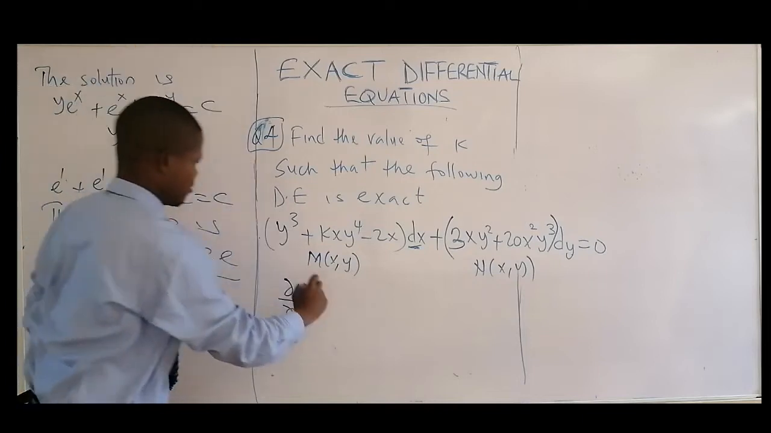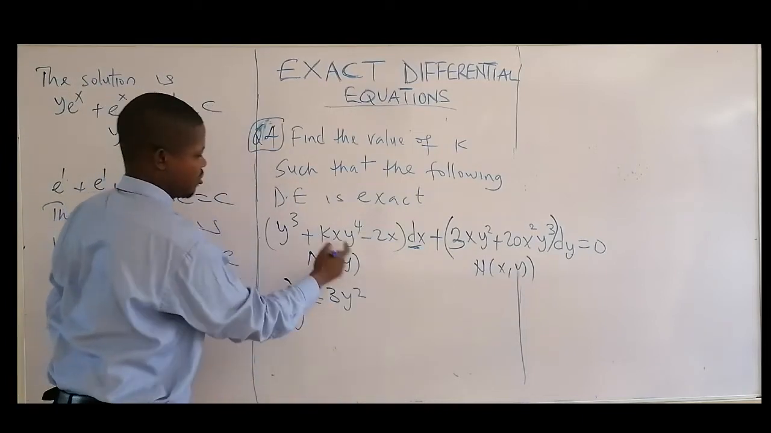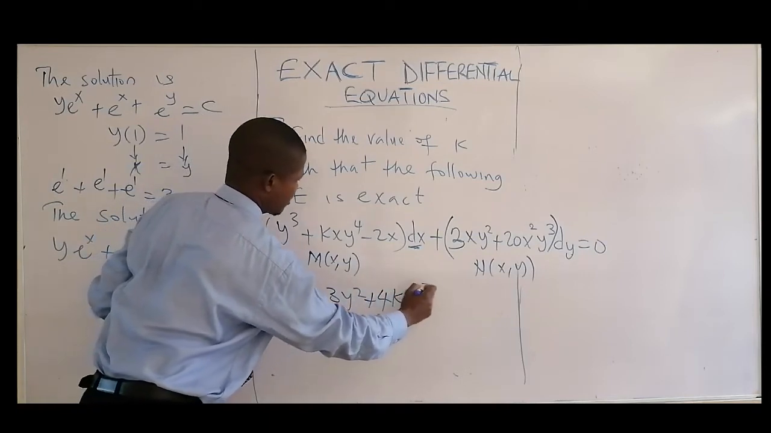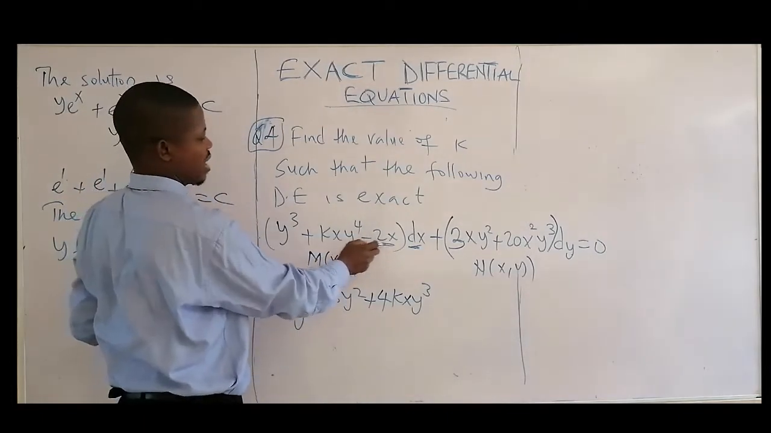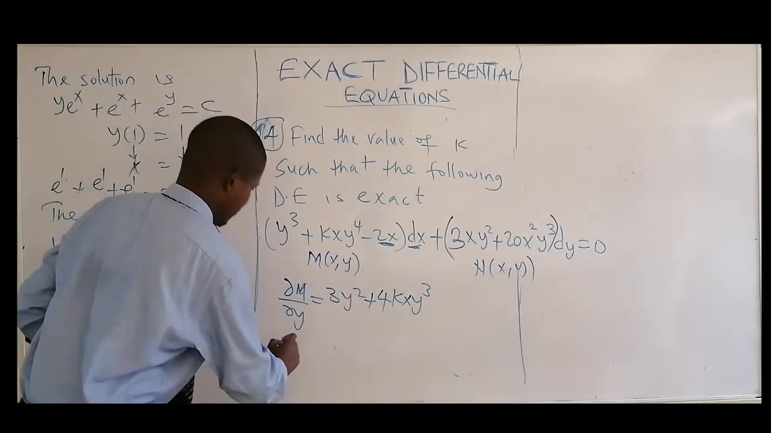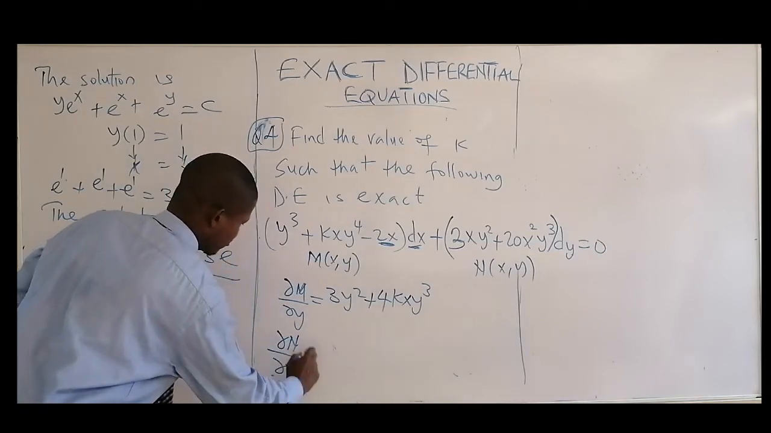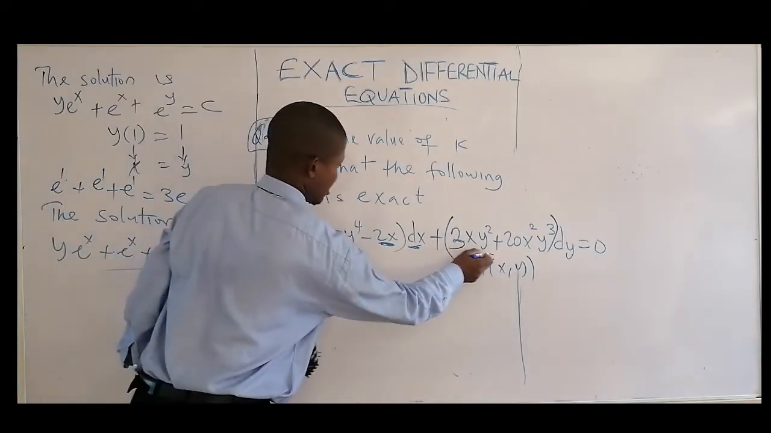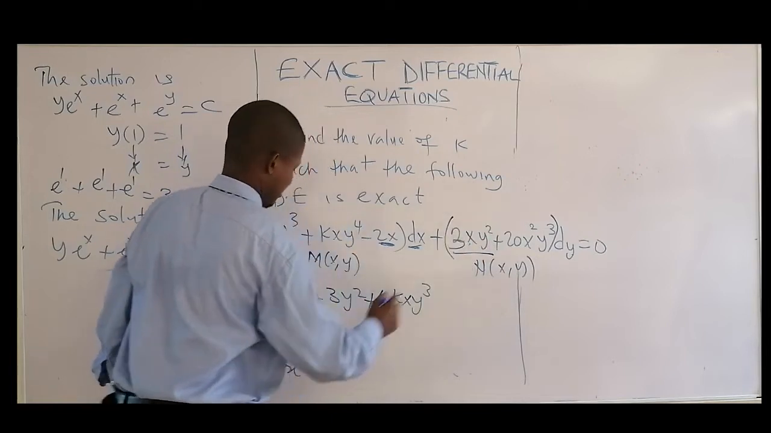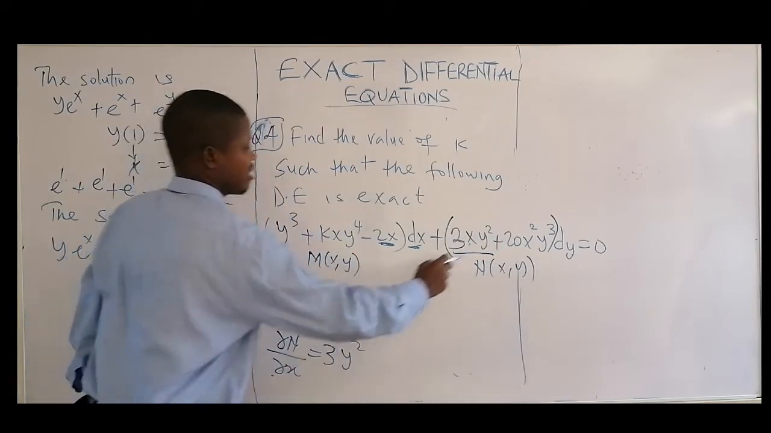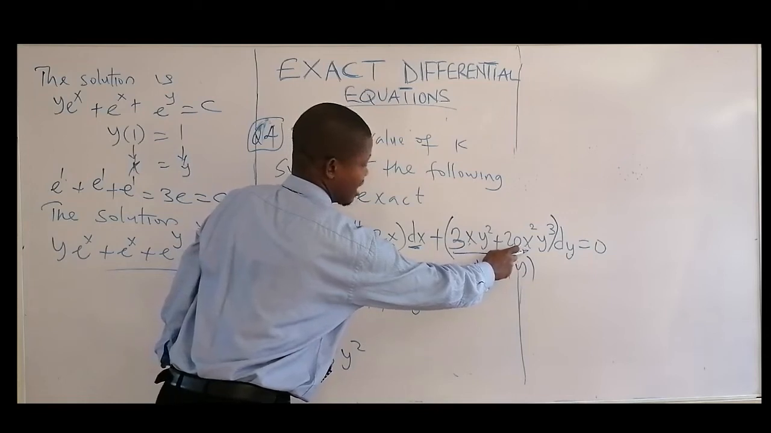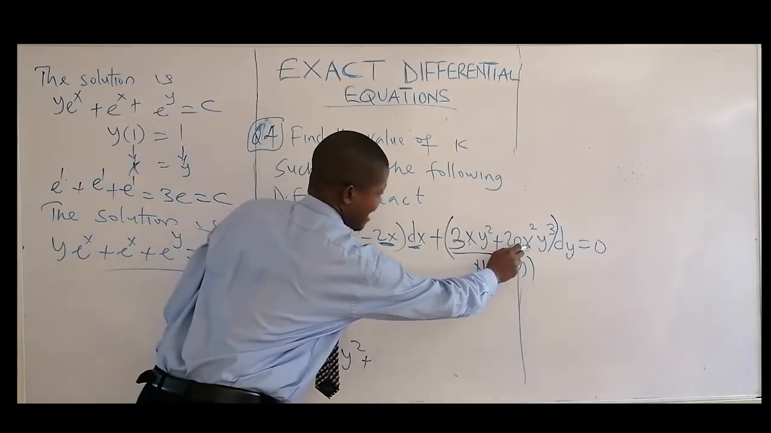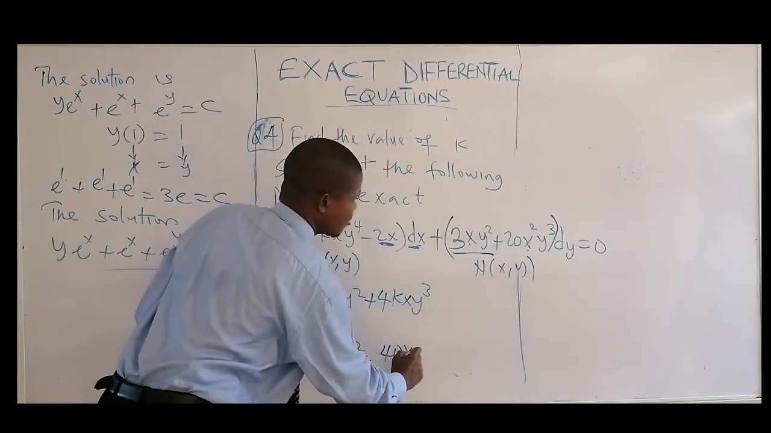So let's do the partial derivative of M with respect to y. That will be 3y squared plus 4k x y cubed. Here there is no y, so that's 0. Then the partial derivative of N with respect to x: any other variable will be constant. That will be 3y squared. Then here also, any other variable will be constant except x. We are differentiating x squared, and that will be plus 20x times this one, that's 40x y cubed.